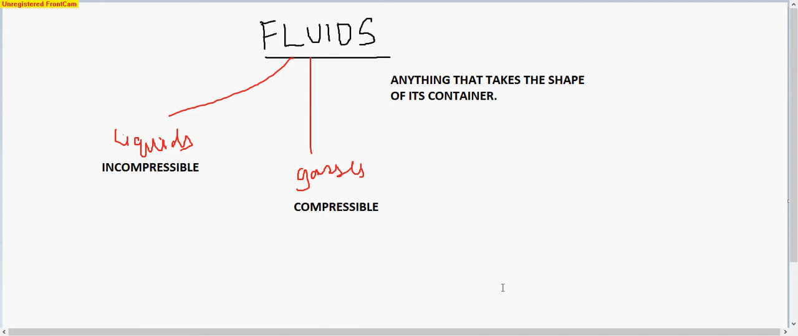Okay, now since you have got an idea of fluids, we'll be deriving an equation for pressure related to fluids, related to water actually. Now I'll be removing this off.